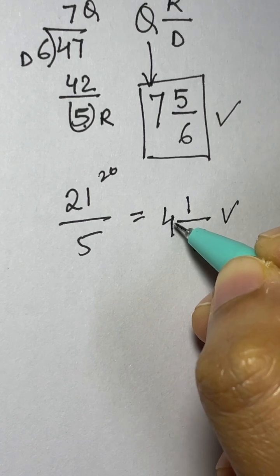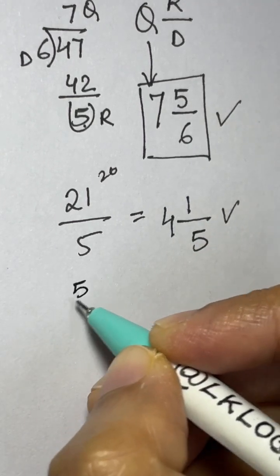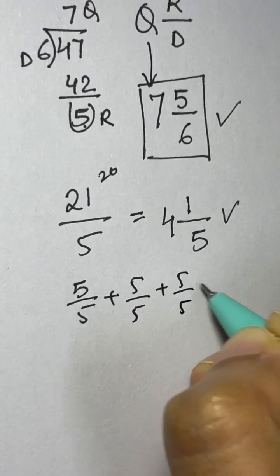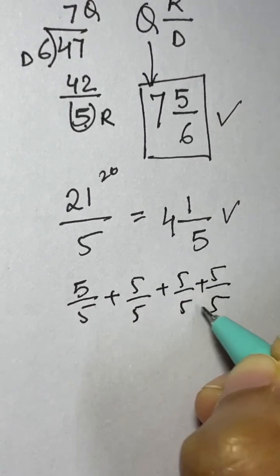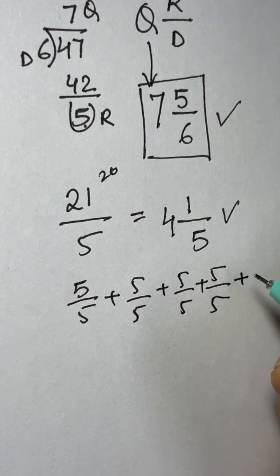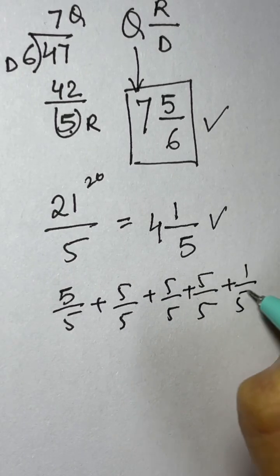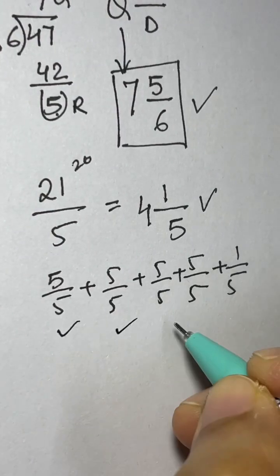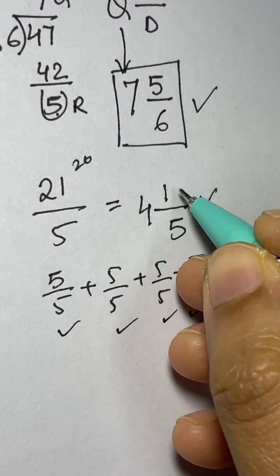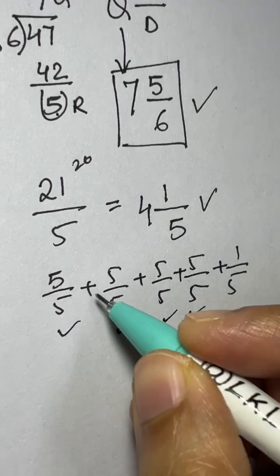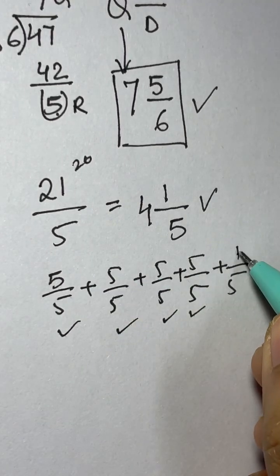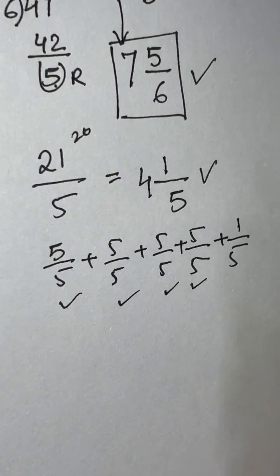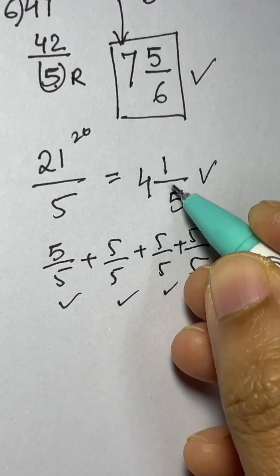That means you have 4 wholes. 4 wholes means 5 over 5, 5 over 5, 5 over 5, plus 1 more 5 over 5, plus you have a remainder of 1 over 5. So that's how it says you have 4 wholes, 1, 2, 3, 4 wholes, and a remainder of 1. So that gives you 20 plus 1, 21 over 5. Alright, so that's how you write 4 and 1 over 5.